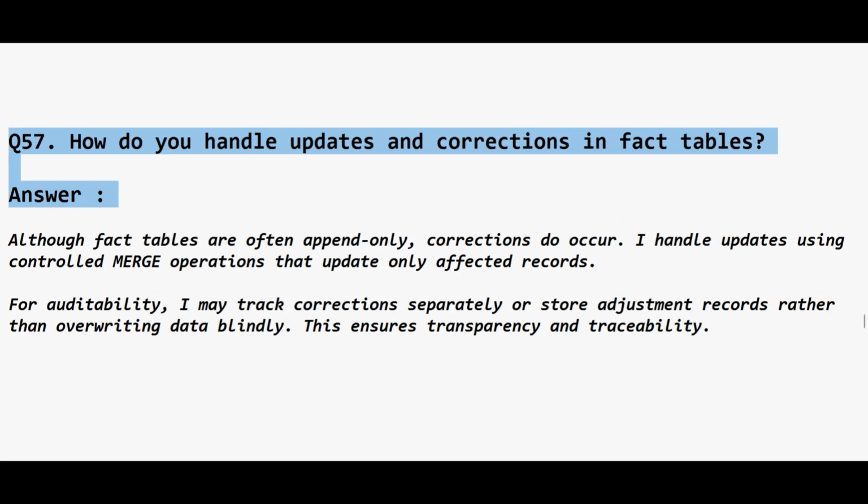Question 57. How do you handle updates and corrections in fact tables? Answer. Although fact tables are often append-only, corrections do occur. I handle updates using controlled merge operations that update only affected records. For auditability, I may track corrections separately or store adjustment records rather than overwriting data blindly. This ensures transparency and traceability.